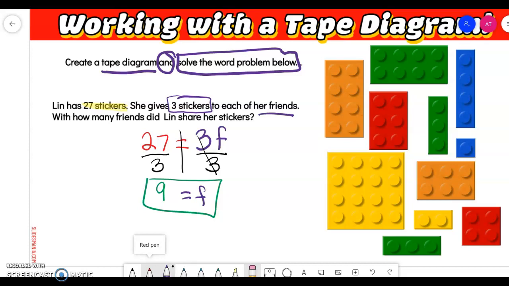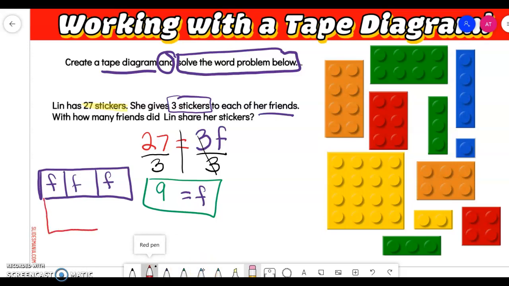So now let's make a tape diagram. It's going to be similar to the ones that we just did, right? So I have 3 F's. So I know that I have 1, 2, 3 F's. That amount is going to equal my 27. So right below it, I'm going to draw a total of 27. And boom! Now let's go back and make sure I did everything right. I created a tape diagram. Yep. And I solved the word problem. Yep. So she has 9 friends.